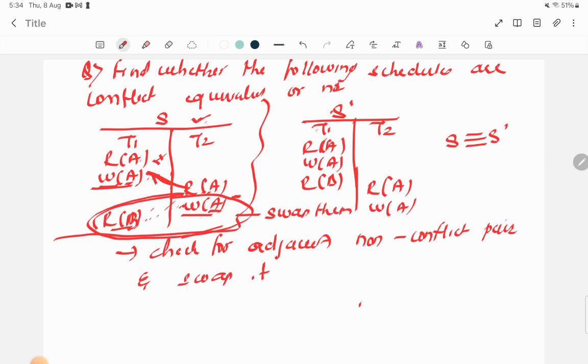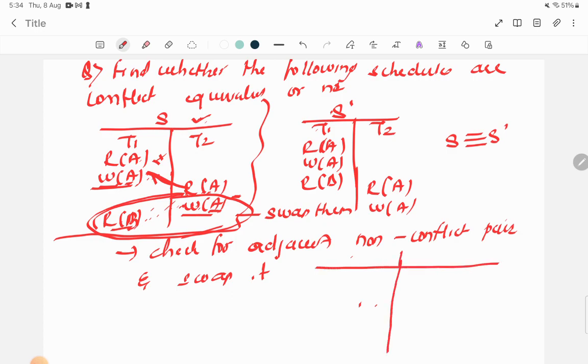Swapping means you don't have to bring this here and this there. No, you are just going to swap the position. So here, what we'll do, we are going to just swap the position. So I am just searching for the space. Shall I write here? Okay, I'm writing here.